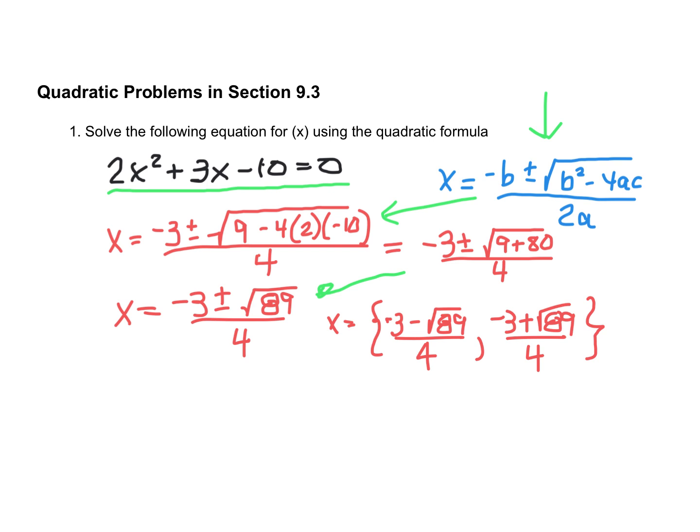And so now we're left with the two solutions right here. x equals minus 3 minus the square root of 89 over 4, and negative 3 plus the square root of 89 over 4.